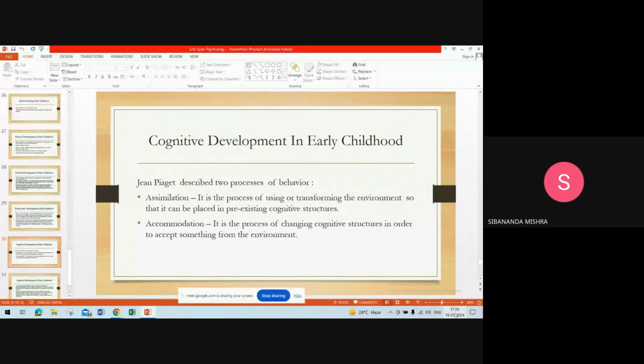Assimilation is the process of using or transforming the environment so that it can be placed in pre-existing cognitive structure.